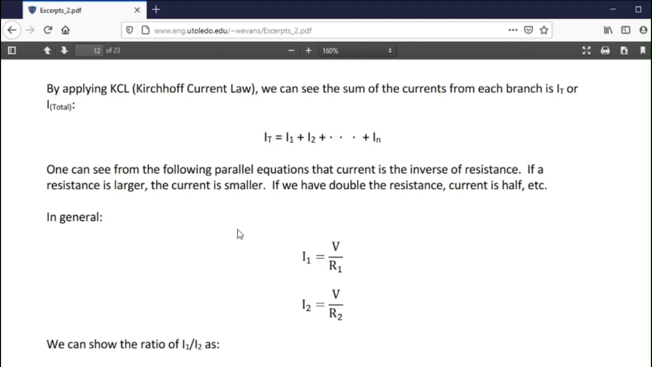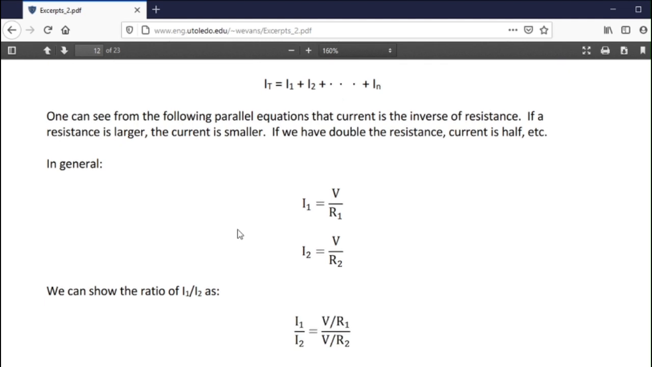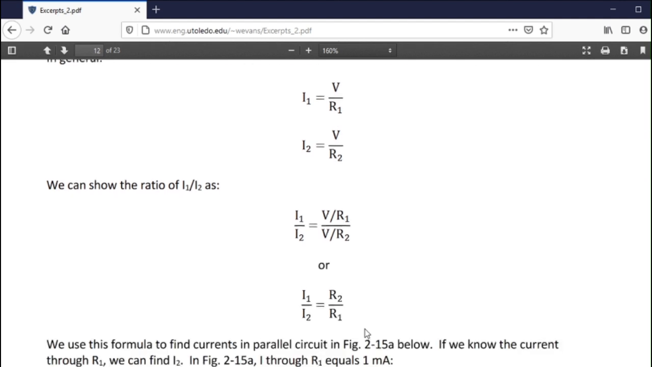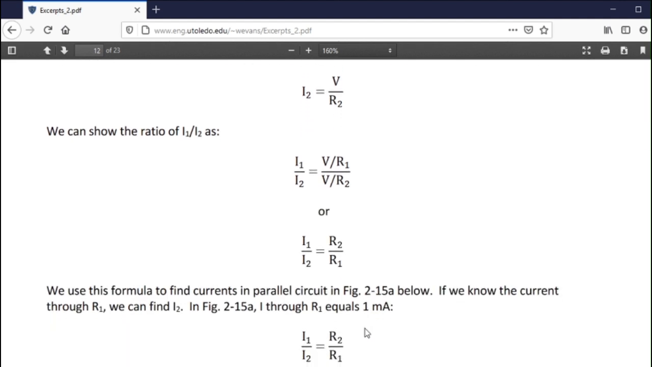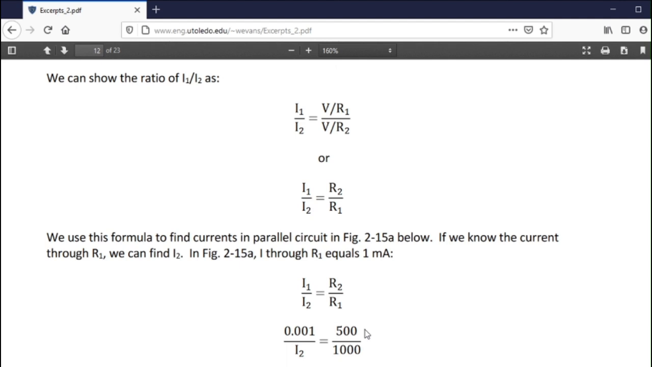So we can write that. I1 is equal to V over R1. I2 is equal to V over R2. We can write that, can't we? You bet. Now when I put this together, I can form an equation.